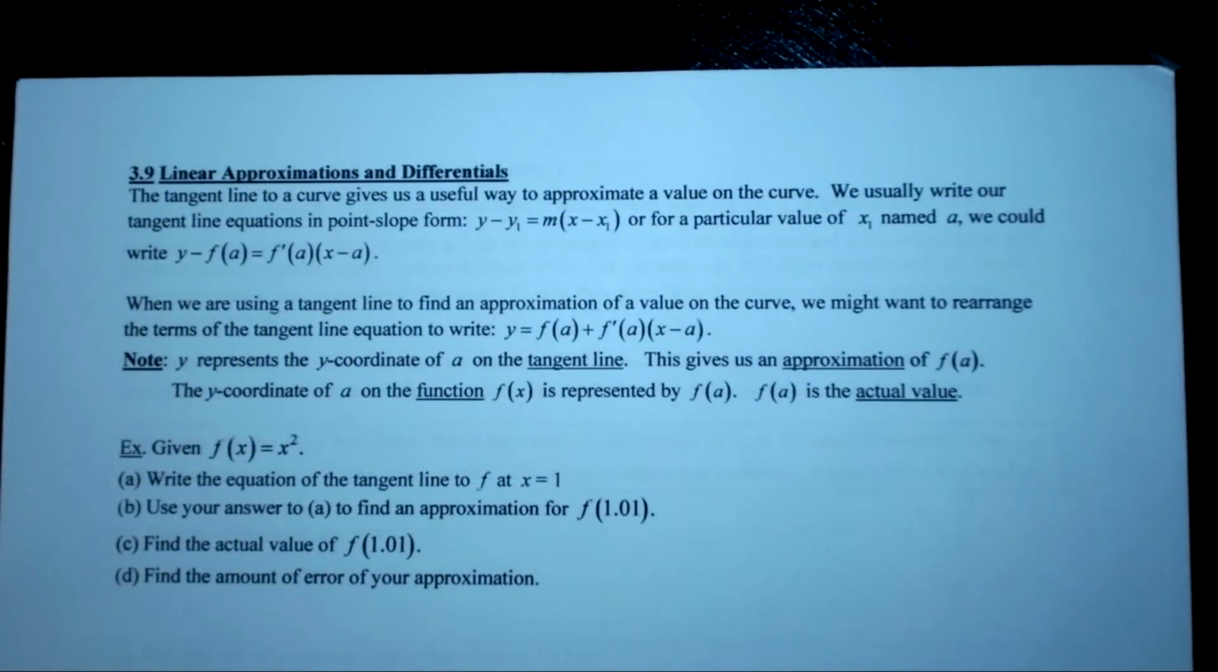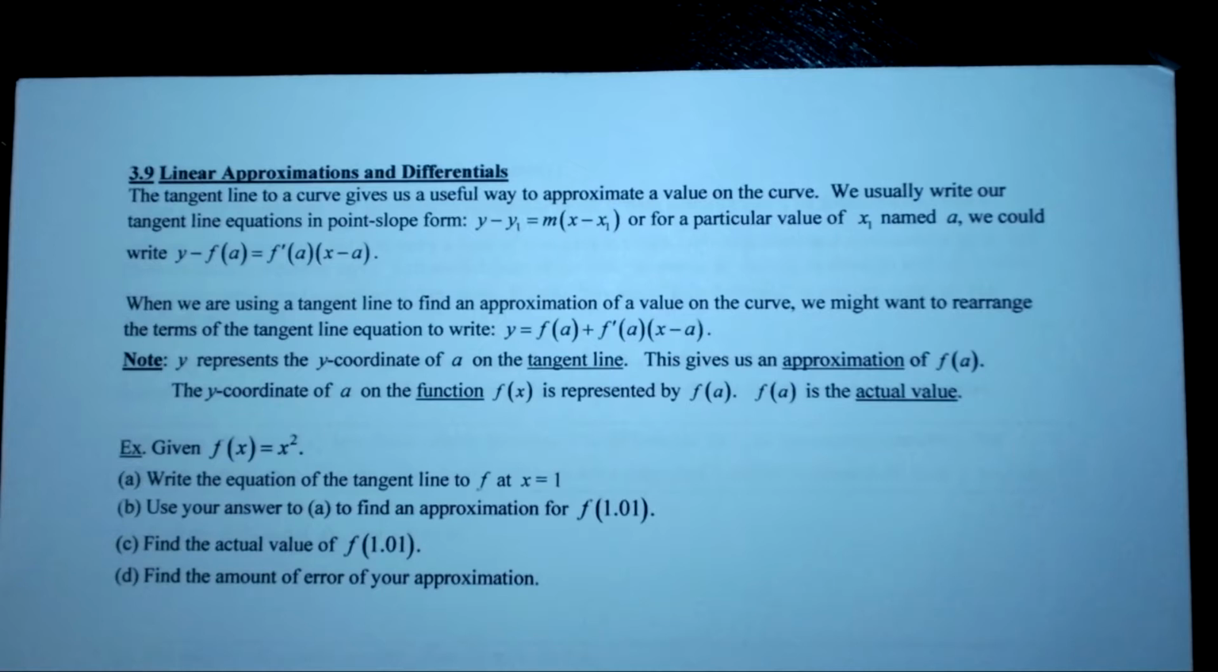Alright guys, today we're going to be talking about linear approximations and differentials. The tangent line to a curve gives us a useful way to approximate a value on the curve. We usually write our tangent line equations in point-slope form: y minus y1 is equal to m times x minus x1, for a particular value of x1 named a.